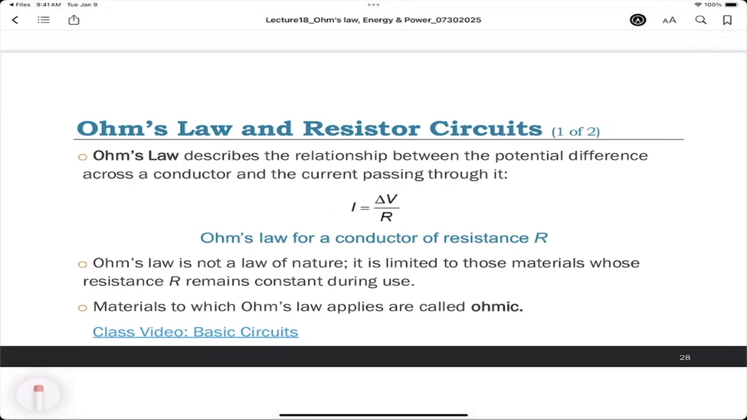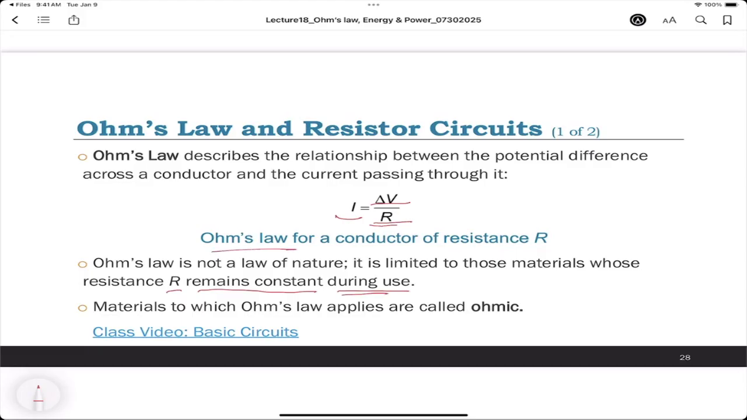The current depends on the potential differences and the resistor. We talked about it just now. Ohm's law is not a law of nature. It is limited to those materials whose resistance R remains constant during use. If the resistance changes during use, you cannot use Ohm's law for that.